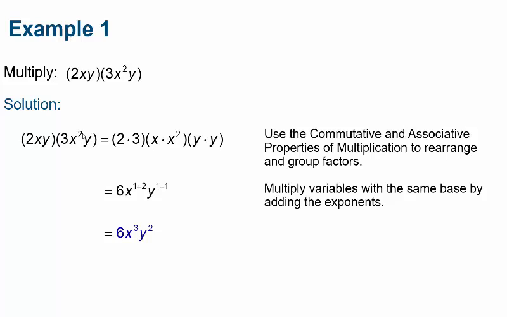Okay, you can even skip these steps and just go like this. 2 times 3, boom, gets me 6. X times x squared, add the exponents, 1 plus 2 gets me 3. Y times y, that's 1 plus 1, gets me y squared.